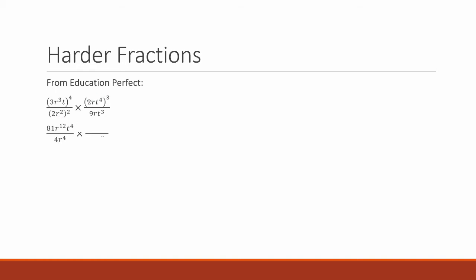Alright, on this other side here, 2 to the power of 3 is 8. And then r to the power of 3 and t to the power of 4 times 3, which is t to the power of 12. And there's no powers of powers here, we can just write this 9rt to the power of 3 underneath.